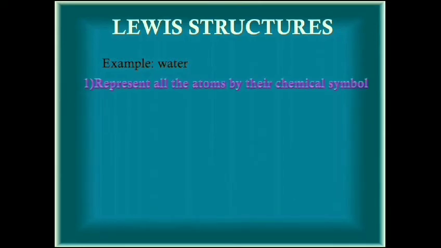Let us draw the Lewis structure for water. Following step 1, representing all the elements by their chemical symbol. Here H2O is the chemical symbol of water.